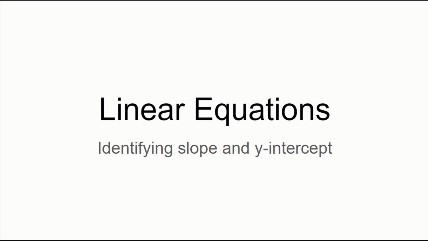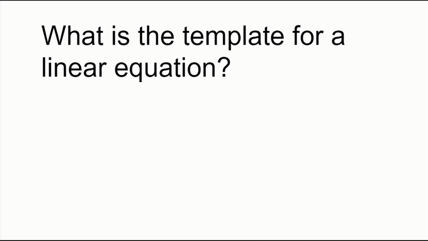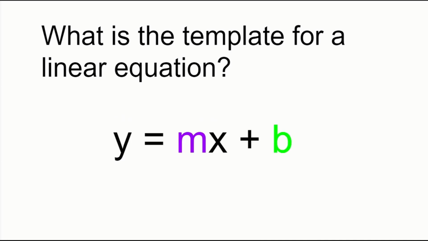Linear equations, identifying slope and y-intercept. What is the template for a linear equation? A linear equation is typically written in the form y equals mx plus b, where the coefficient in front of x, this m, represents the slope, and the constant that's being added represents our y-intercept or our starting point.